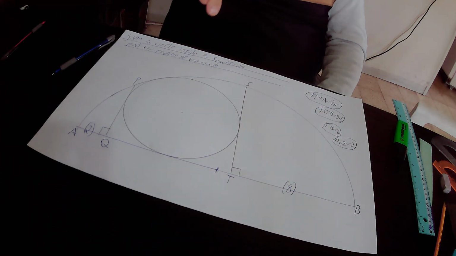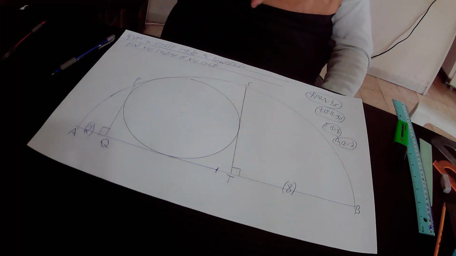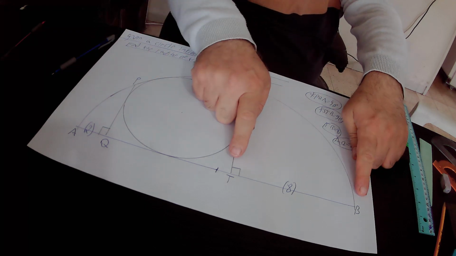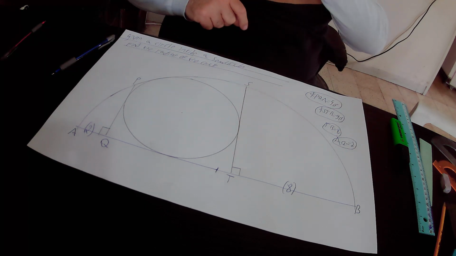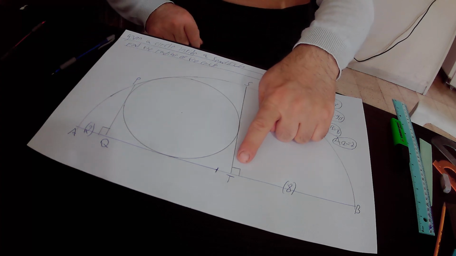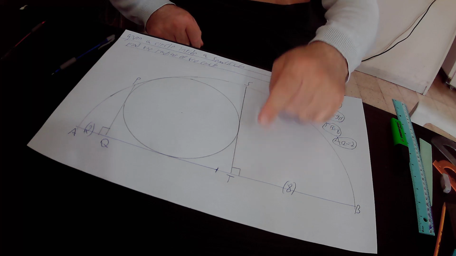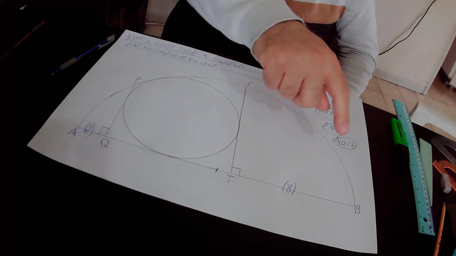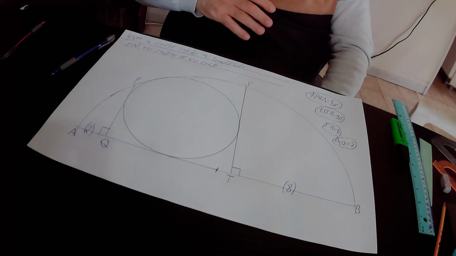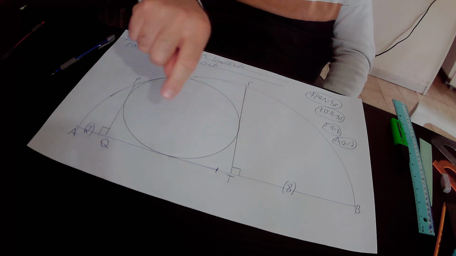And now in this lecture we find out the area of the small circle. In the drawing we have a big semicircle. We know that line segment AQ equals 2 units in length, line segment TB equals 8 units in length. This is angle PQA, that is a right angle, and this is angle STB, that is also a right angle. Inside this big semicircle, we have this small circle, and our mission is to find out the area of this small circle.